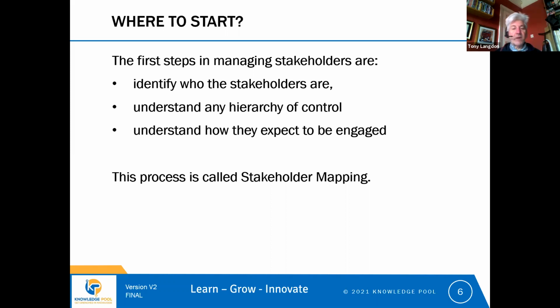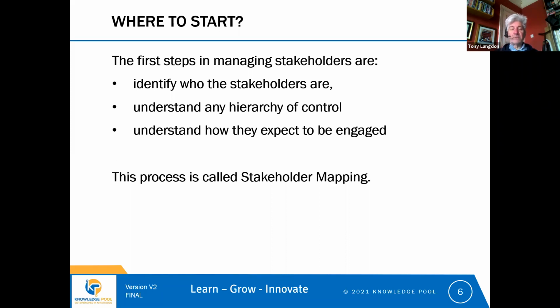And stakeholders can be a very good source of information about other stakeholders. So at the start of a project, when you're trying to find out who is impacted by your project, when you make contact with a stakeholder because you know they're going to be impacted, an important question to ask them is, who else should I be talking to?